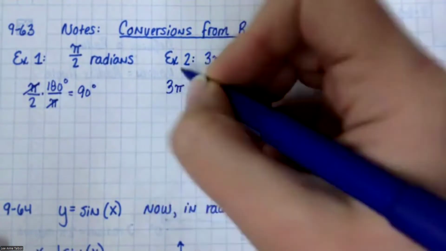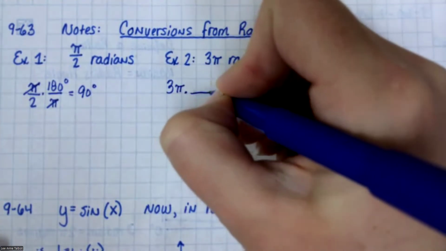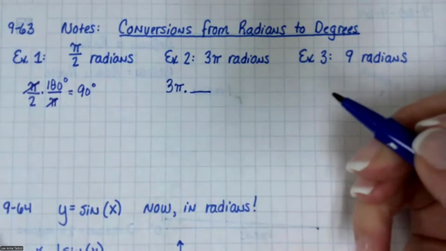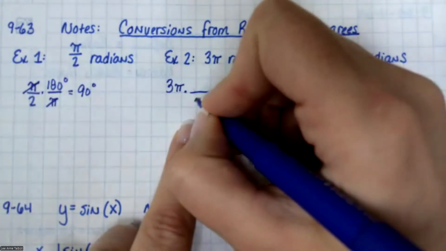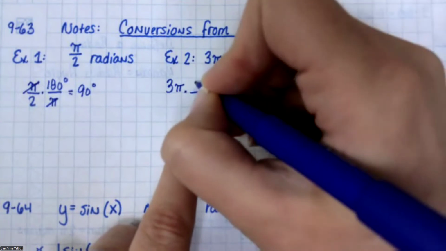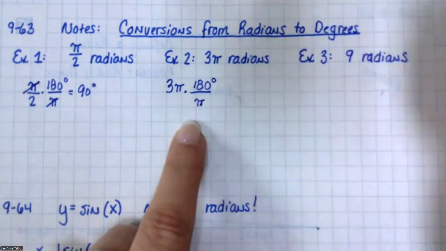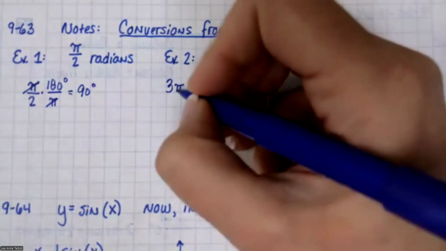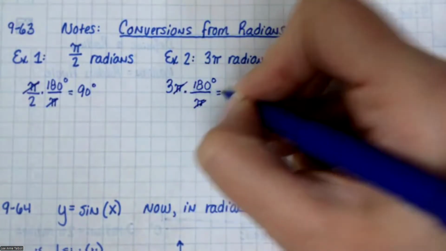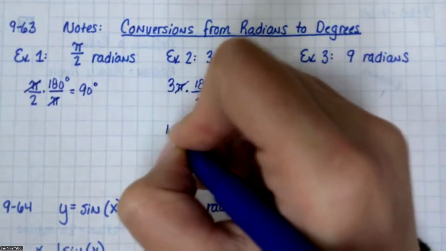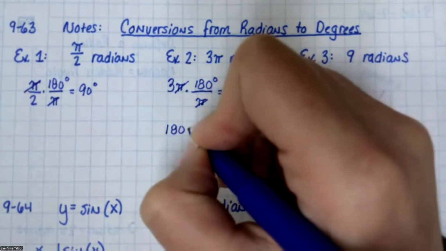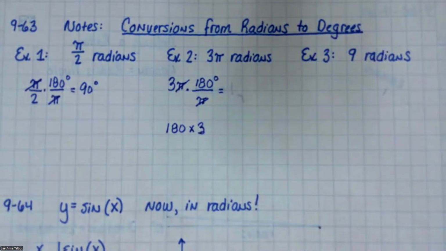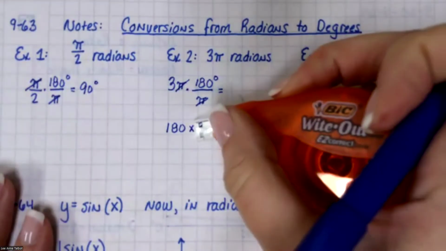3 pi times line. Now there's no fraction here, so just pretend it's over 1. Pi on the bottom to cancel, 180 on the top. Okay, now here's my question. Without a calculator, how would you do 180 times 3?